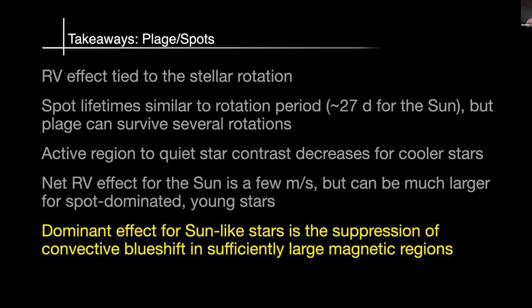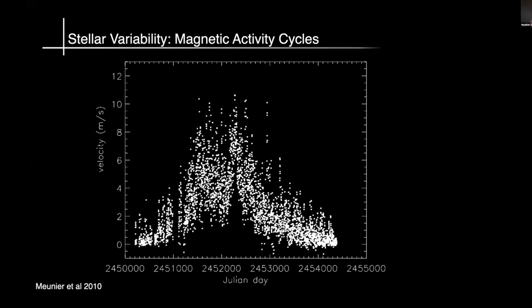The dominant effect for sun-like stars is the suppression of convective blueshift in those sufficiently large magnetic regions. Of course, all of this is tied to the magnetic activity, right? So it's going to be modulated over the magnetic activity cycle. I'm showing you a plot here from Nadege Meunier, where she has shown what the radial velocity variation of the sun should be doing over a solar cycle. On the y-axis, you have the scale of up to 12 meters per second, and on the x-axis, you have days. So it's a solar cycle, about 11 years.